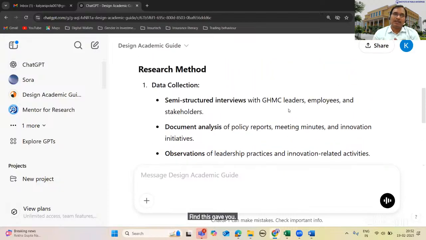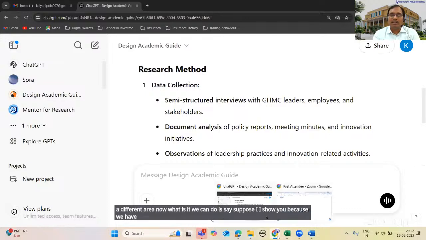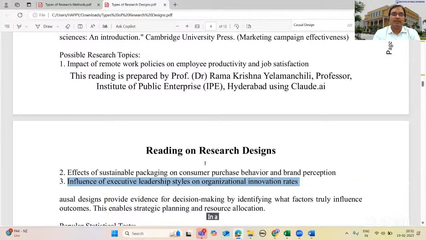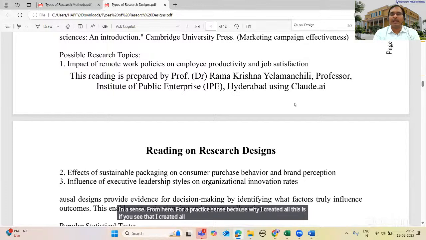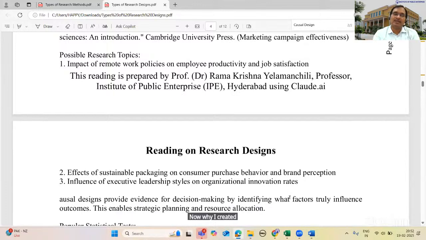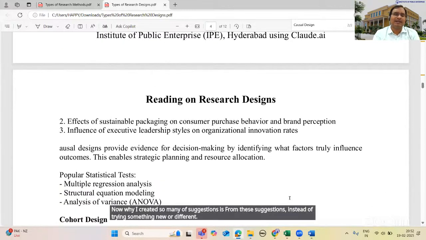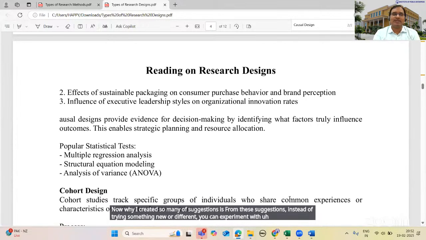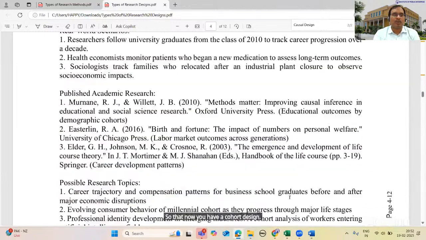In a sense, the same topic, another area, which is giving you a different view. Now, what we can do is, suppose I show you, because we have so many Word documents that I have. For practice, why I created all this is, if you see, I created all this using Claude.ai. Now, why I created so many suggestions is that from these suggestions, instead of trying something new or different, you can experiment with these research questions, so that now you have a cohort design. Let me check what exactly we are talking about.